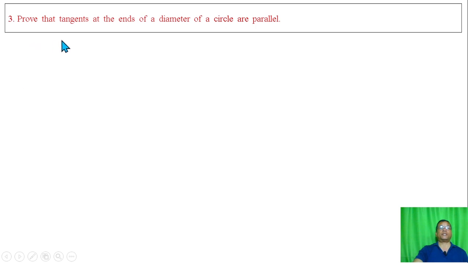Question number 3. Prove that tangents at the ends of a diameter of a circle are parallel.